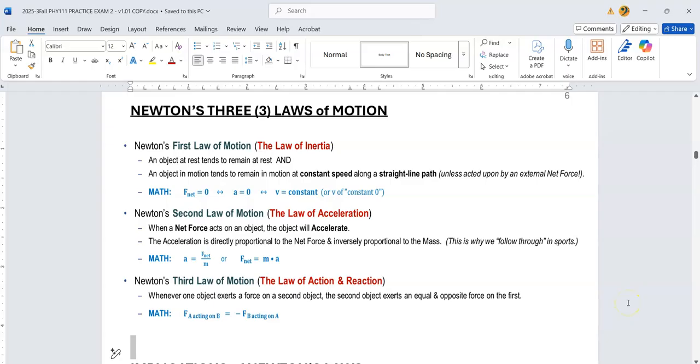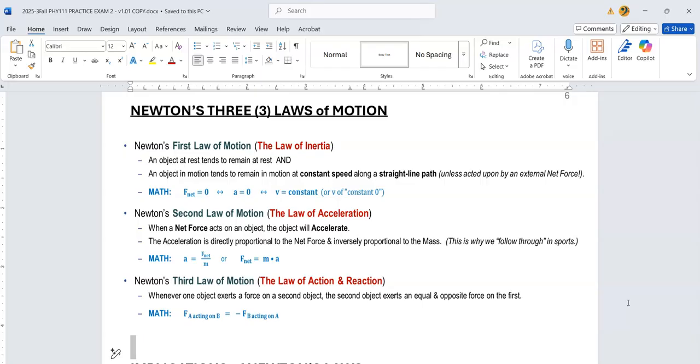So Newton's first law of motion is also called the law of inertia. Inertia is the resistance to changes in motion, really because the object has mass, unless an external force acts on it. So what does that mean? That means if the object was standing still, if it was at rest, it'll stay at rest unless there's a force acting on it. And if it's already moving at a constant speed in a straight line, in other words, it has a constant velocity, it also will keep doing that unless an external force acts on it.